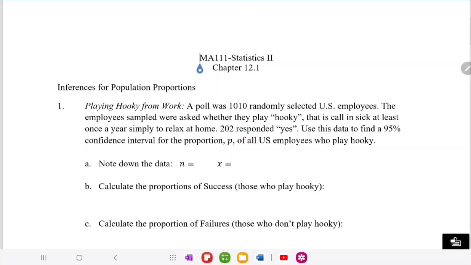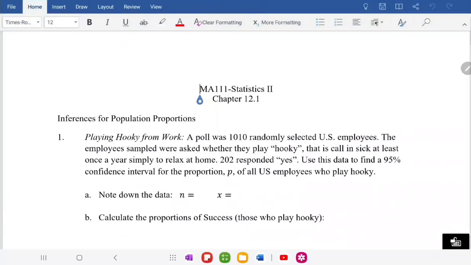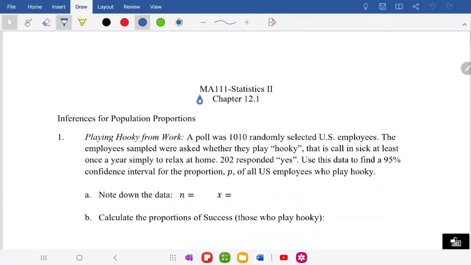Now, recall two things on chapter 12. The first thing is we don't talk about means here. Instead, we talk about proportions. We talk about proportions in this chapter because the chapter is on population proportions. Proportions and percentages are all the same thing. Sometimes you will see the data given to you in percentages. You can always convert that to proportions by dividing by 100. But let's try to extract some of the data here.